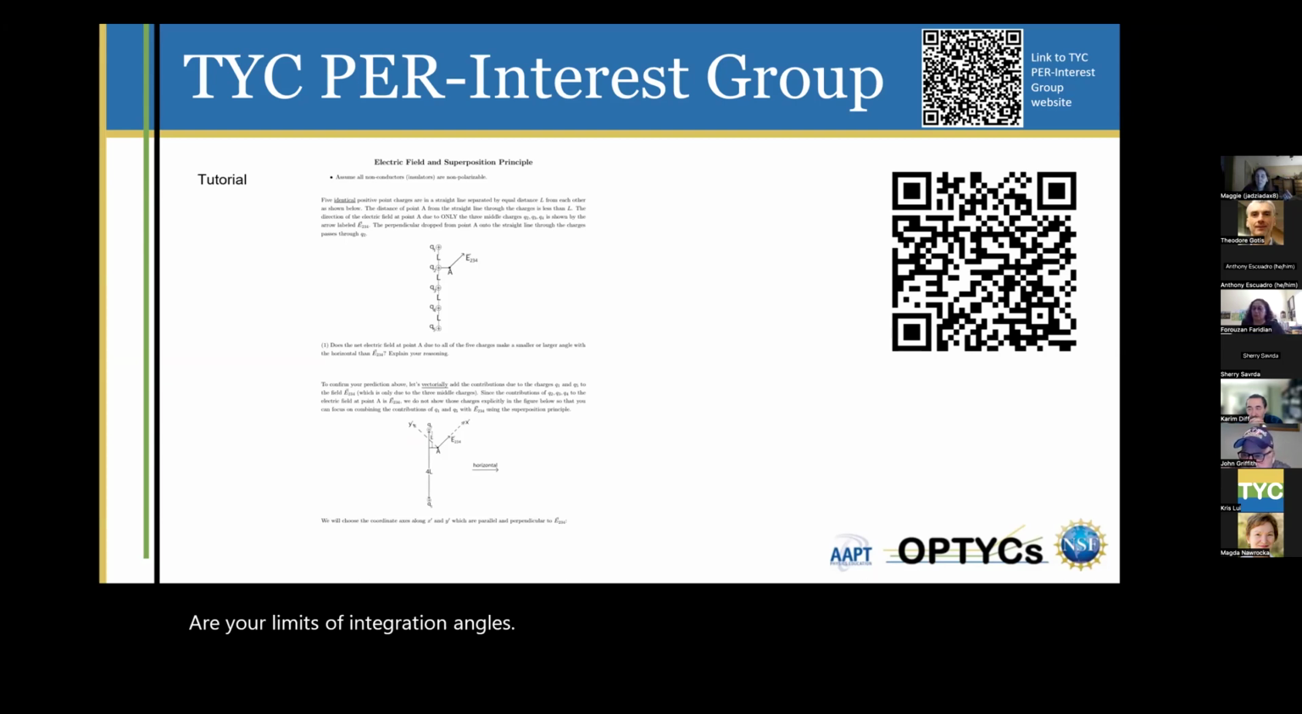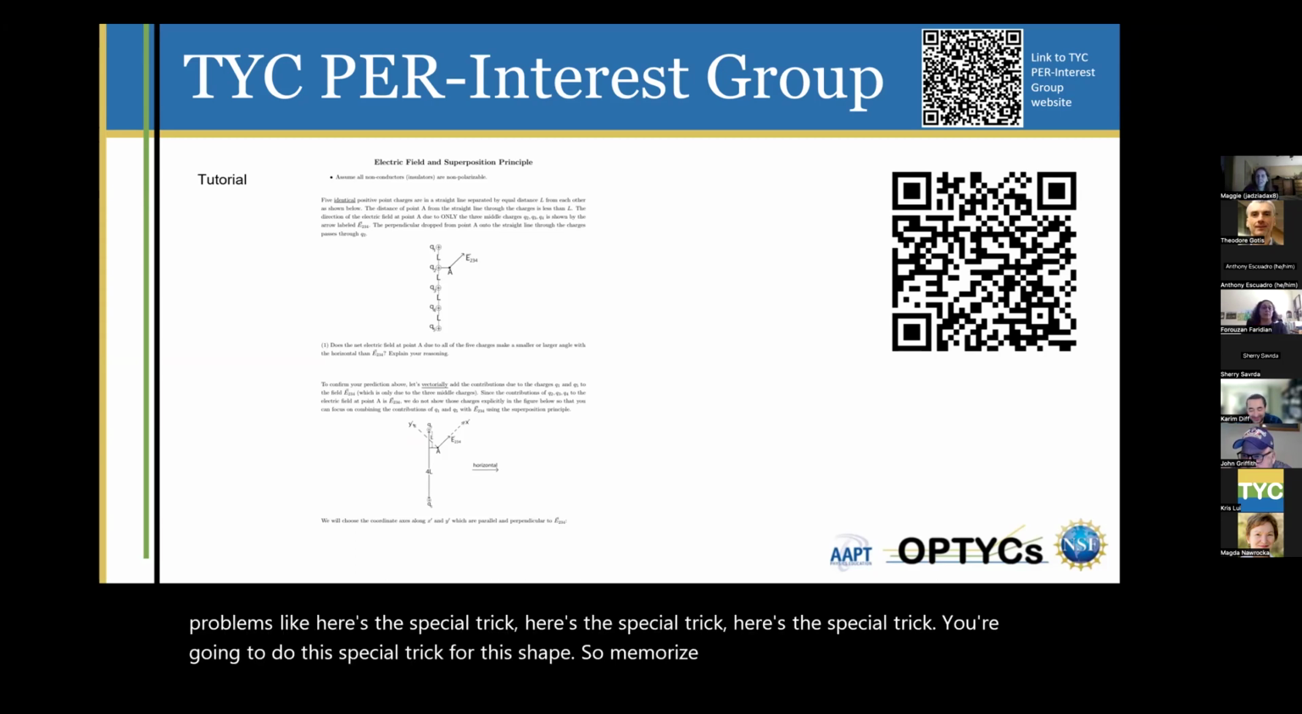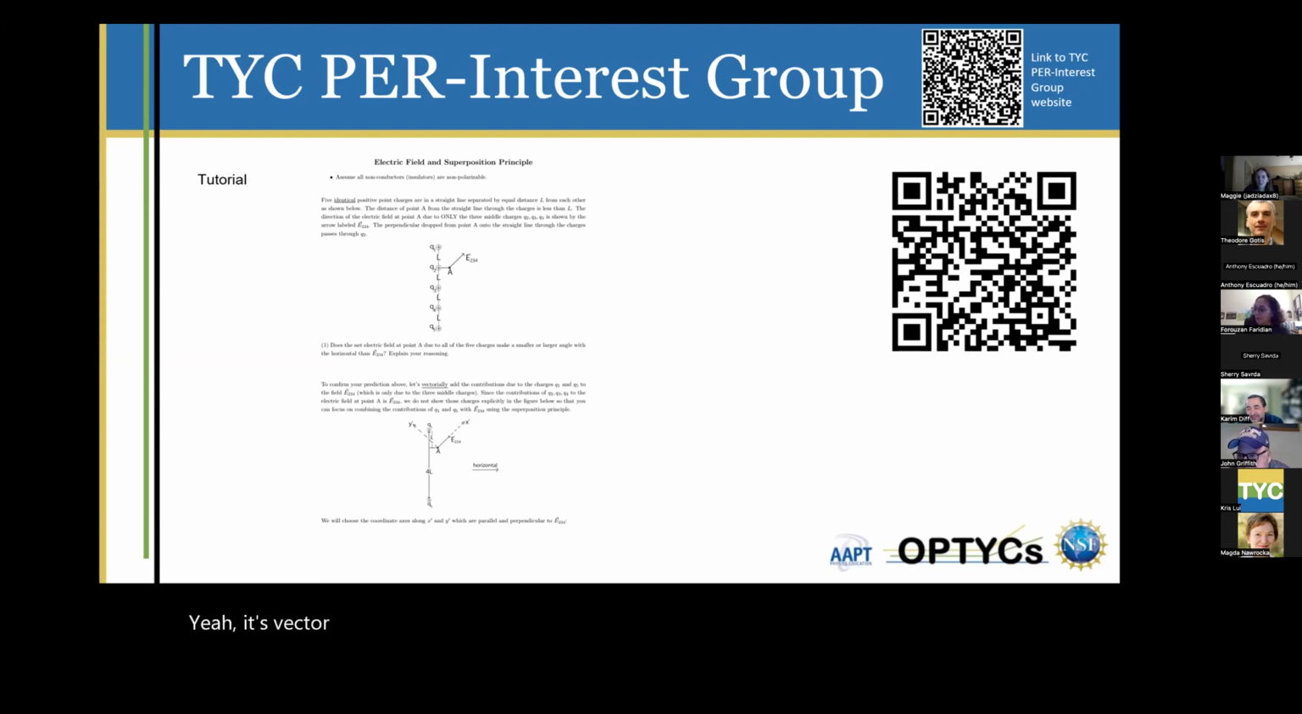And it doesn't help that when you read textbook examples, textbooks all treat these problems like, here's the special trick, here's the special trick. You're going to do this special trick for this shape. So memorize all these shapes. And like, guys, no, there's a method. It's vector addition. Let's talk about how we apply vector addition to this. This is something close to my heart because this has been my last week and a half.